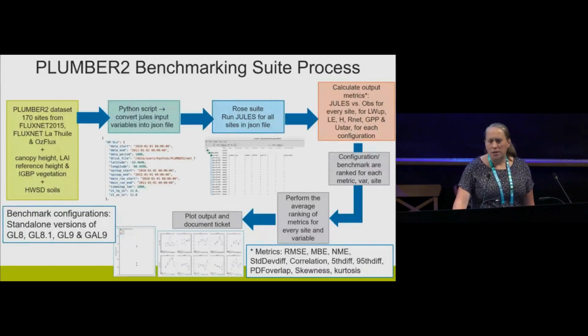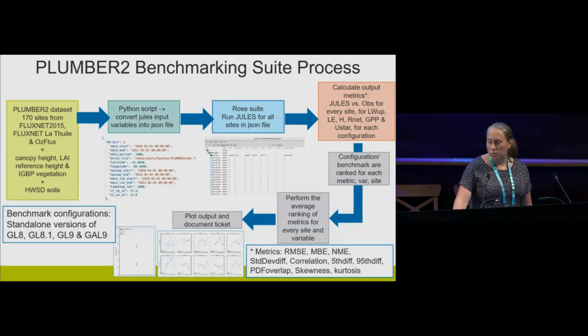So this is the process that we've set up. We've taken the ME.org and developed our own suite using the ROSE system. We run all our own model runs offline using all the data that we provided from the ME.org. We convert this into JULES inputs and run a ROSE suite for every single site, 170 sites. From this, we're able to calculate the output metrics.